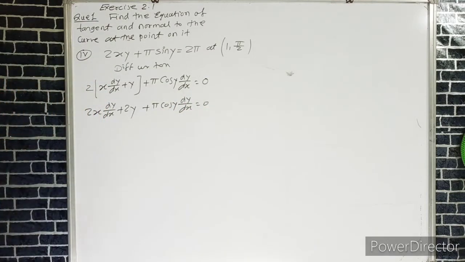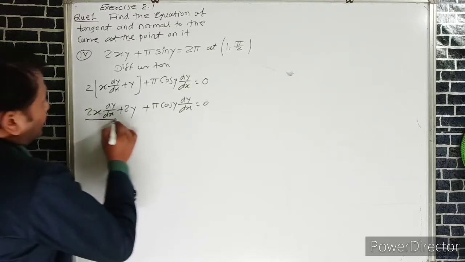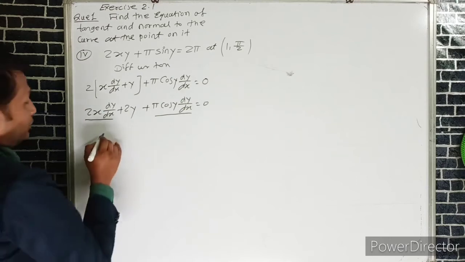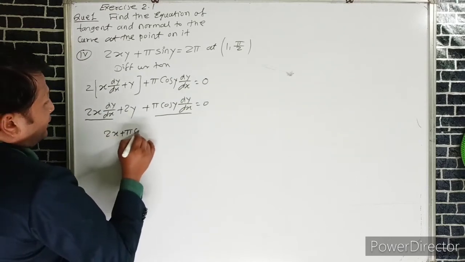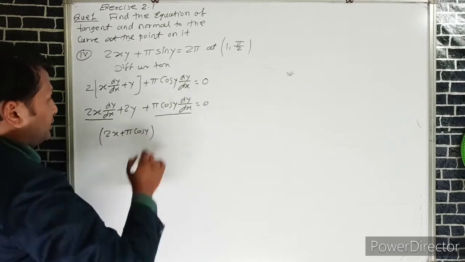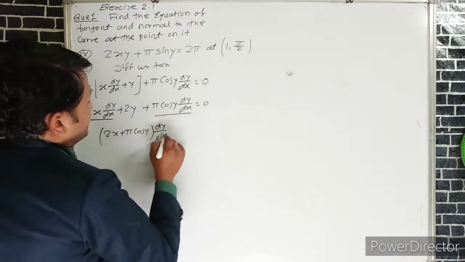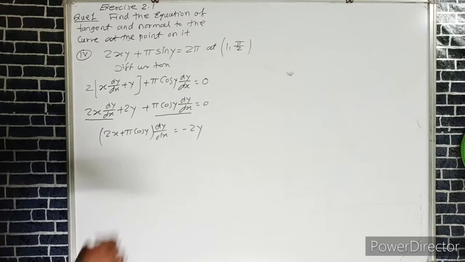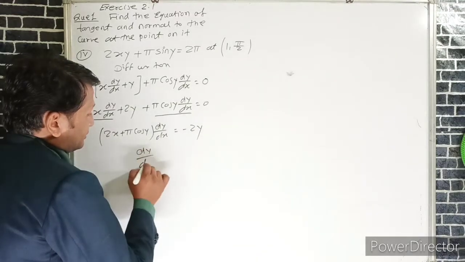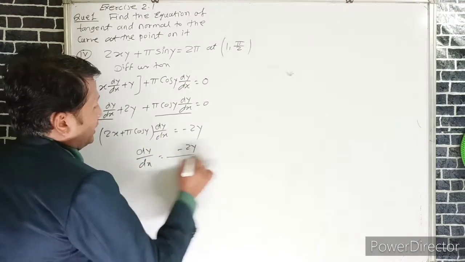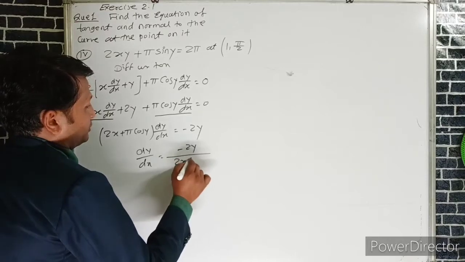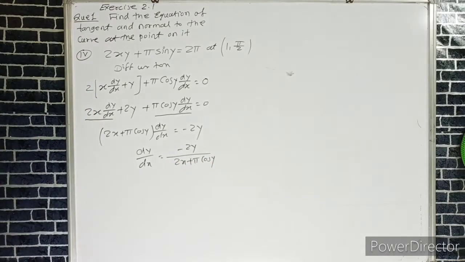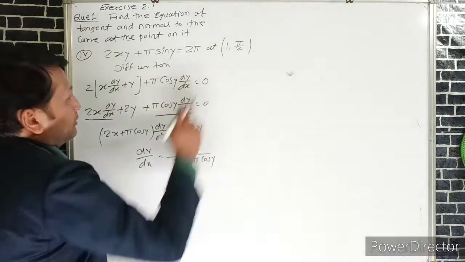Here we have to find the value of dy by dx. If we take dy by dx common from both terms and shift the remaining term to the right side, we can write (2x plus pi cos y) into dy upon dx is equal to minus 2y. So dy upon dx is equal to minus 2y upon (2x plus pi cos y). Here we have to find dy by dx at (1, pi by 2).